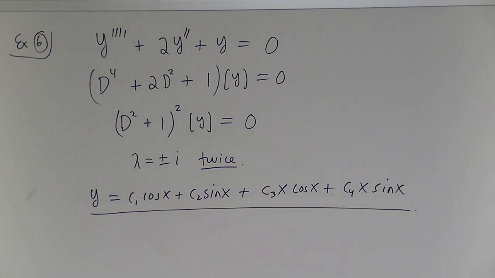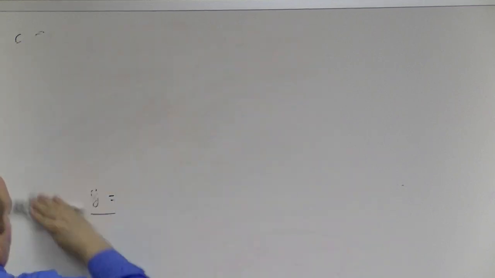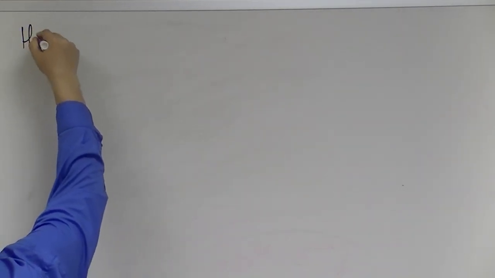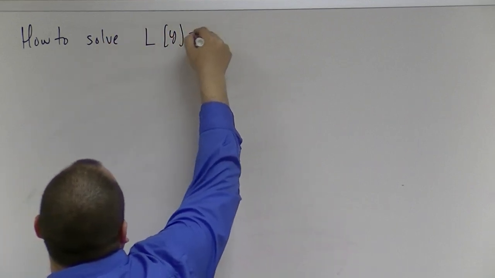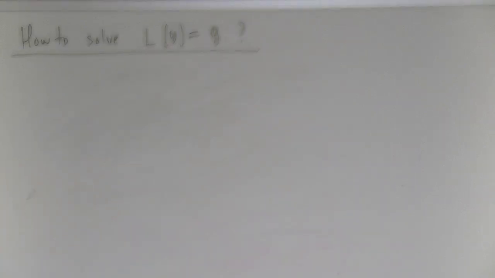Okay, so we now have the homogeneous solution to the constant coefficient problem. We own it. We can solve any problem, modulo the difficulty of factoring the polynomial, right? And so that brings us to the next question. How to solve L of y equals g. I'm actually not going to do all of it today. I'm just going to do what's called the method of annihilators today.